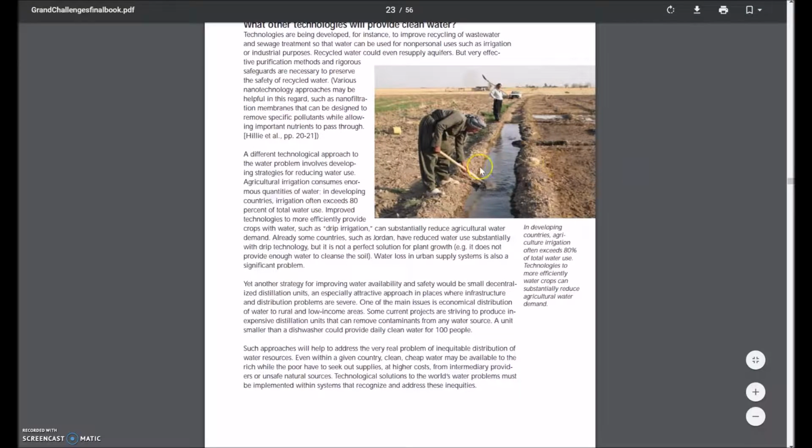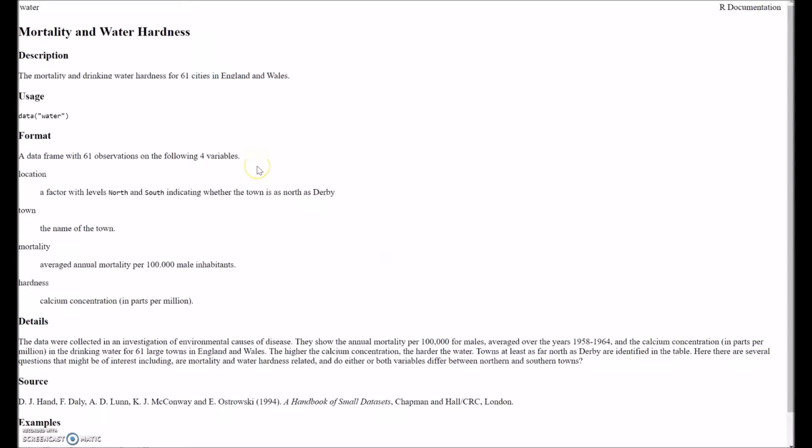Now to discuss the article that my group and I have found. The article's name is Mortality and Water Hardness. They analyzed data in 61 cities in England and Wales, analyzing mortality and drinking water hardness, more specifically, water hardness related to calcium concentration. In their data, they analyzed 61 cities, but we decided to only analyze 52 because there was an uneven number of cities in north and south, and 26 in each region. The average mortality rates were per 100,000 male inhabitants, and the calcium concentration was in parts per million.